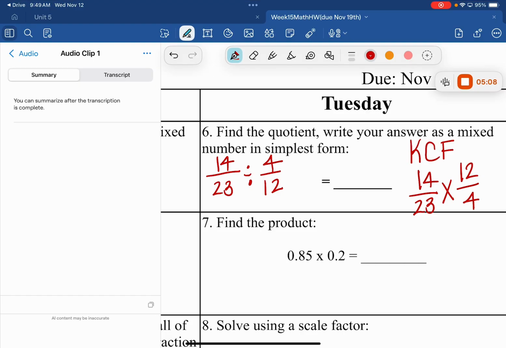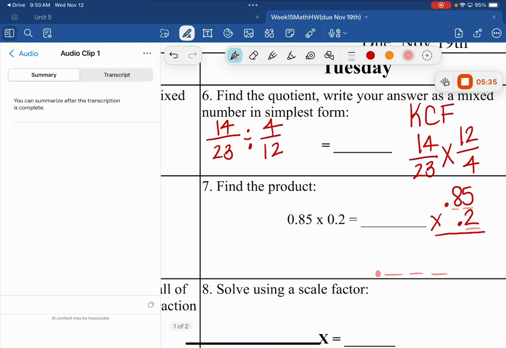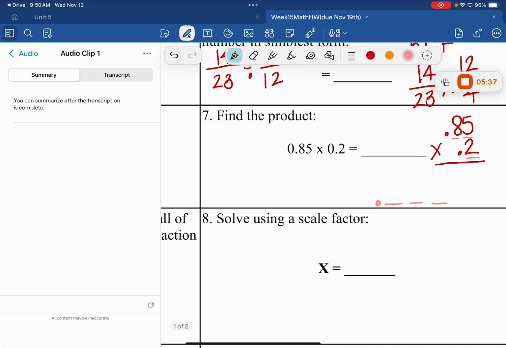Find the product. 85 hundredths times 2/10. I would take away the zeros just so you have less steps. And then there is 2 spaces behind the decimal here, 1 space behind the decimal here. That's a total of 3 spaces. So your decimal will have 3 spaces at the end of it. You'll move it over 3 spaces just like those.